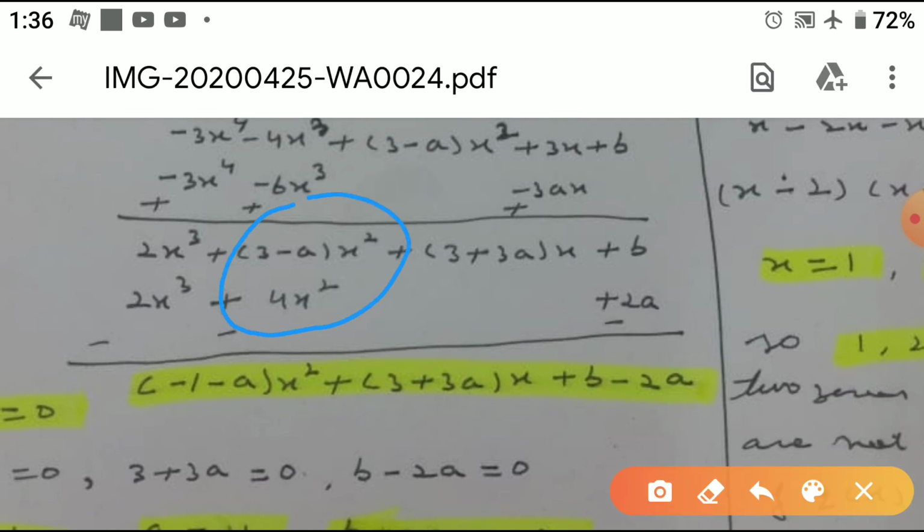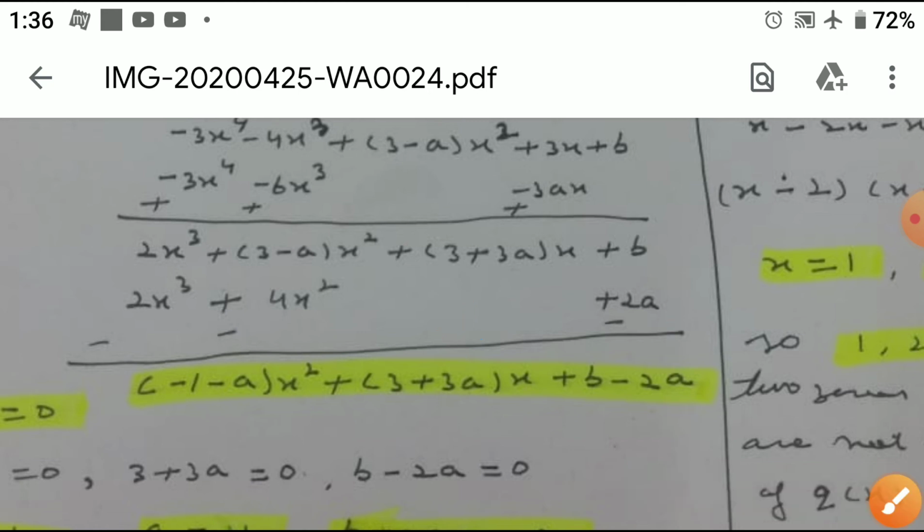When you take x square common, we are left with 3 minus a, and minus 4 from here. So 3 minus 4 is minus 1, and minus a is here. So this is minus a. Okay. Now this 3 plus 3a into x as it is, this b minus 2a is as it is.